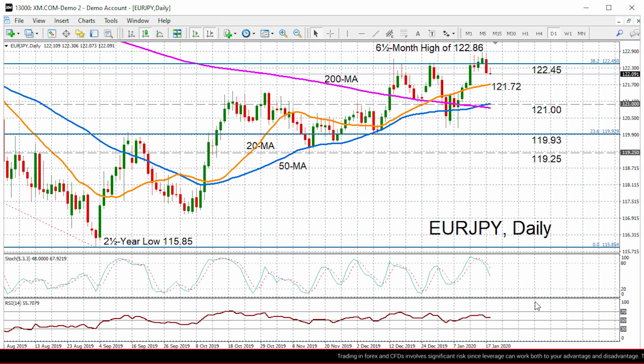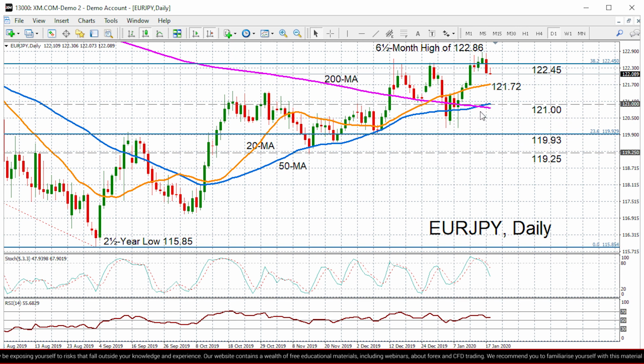Looking at the momentum indicators, it's a bit of a mixed picture with the stochastics pointing downwards, the RSI flatlining but still in positive territory, so it's more or less a neutral to bearish picture in the very near term. If the negative mood continues, prices could soon reach the 20-day moving average at 121.72. If that support is broken, Euro Yen could then target the 50-day moving average at the 121 handle.